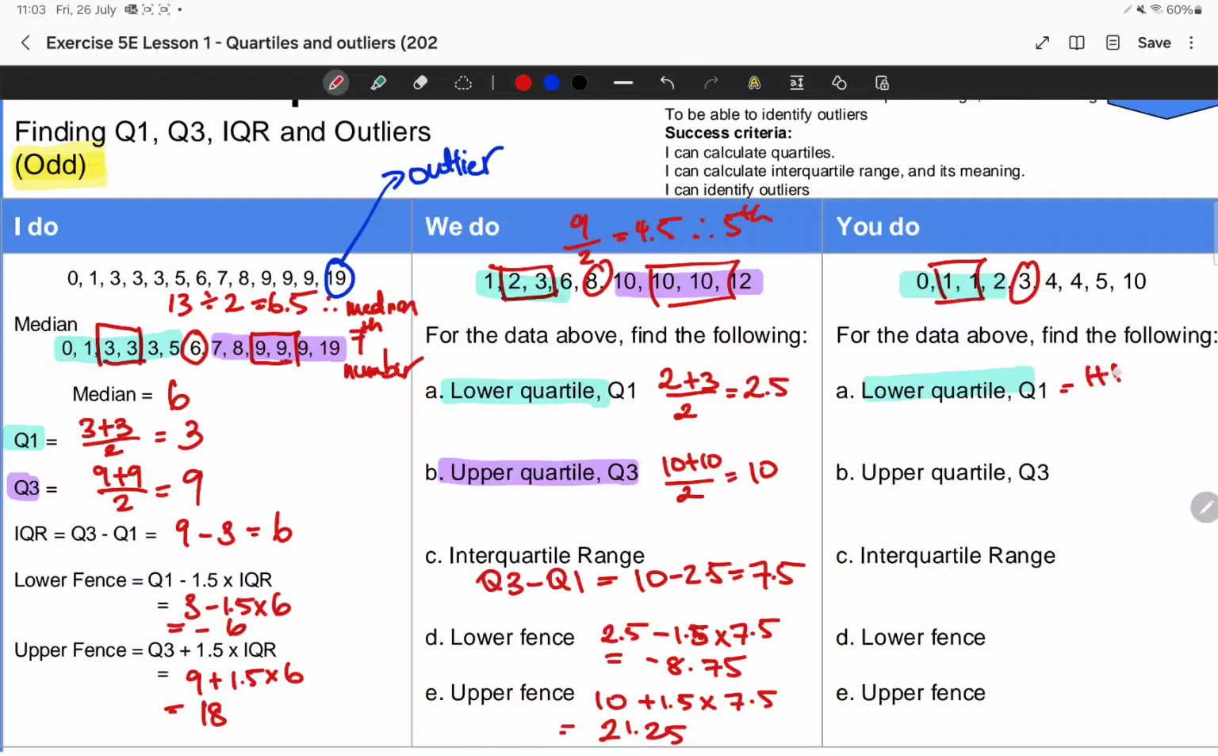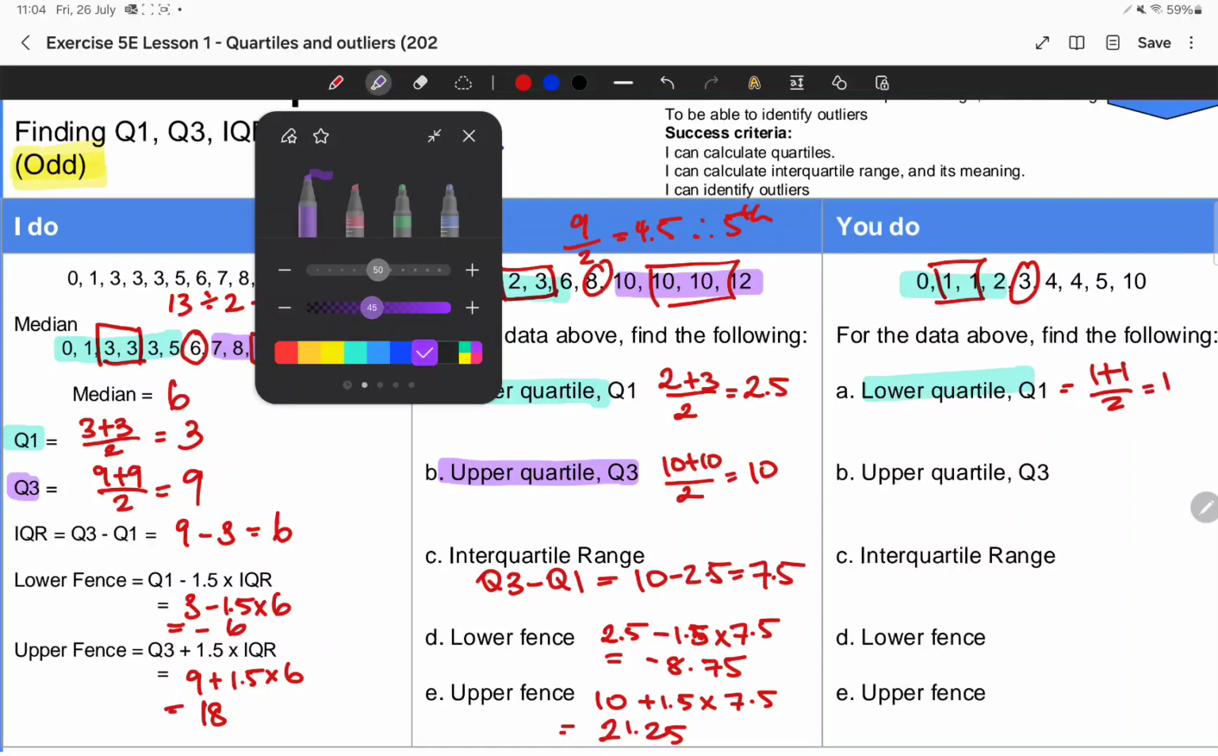Our lower quartile, or our Q1, are these, which means the two numbers are here. 1 plus 1 over 2 is 1. Now, I know that they're both the same numbers here, but what we're doing is we're practicing the process. So regardless of what number that you have, you know how to actually do it.